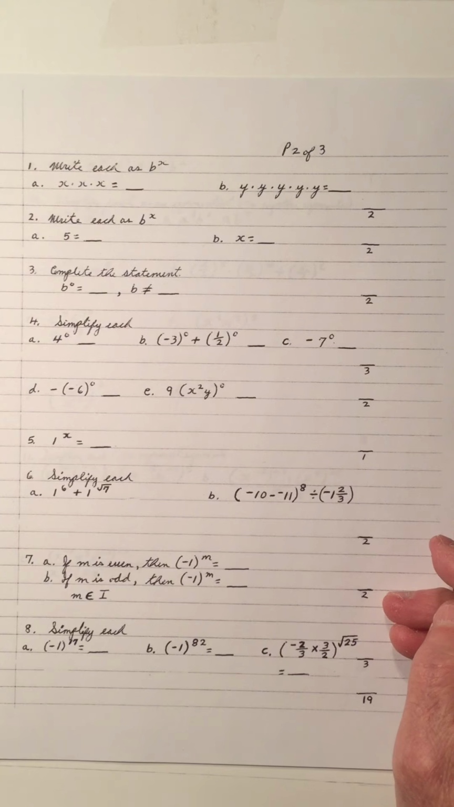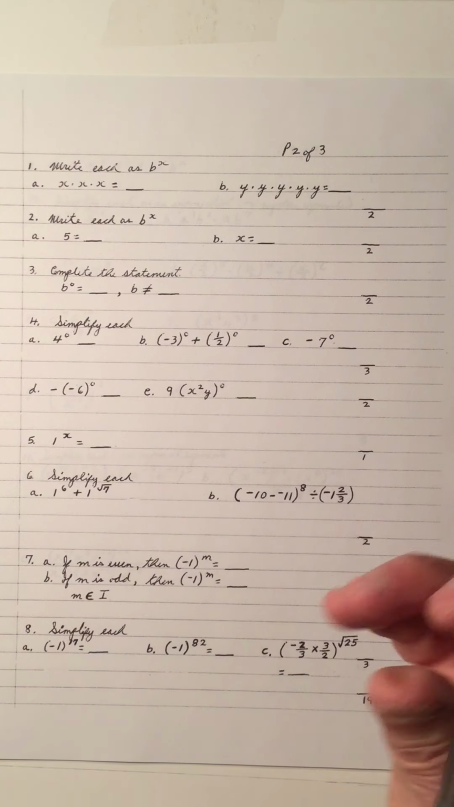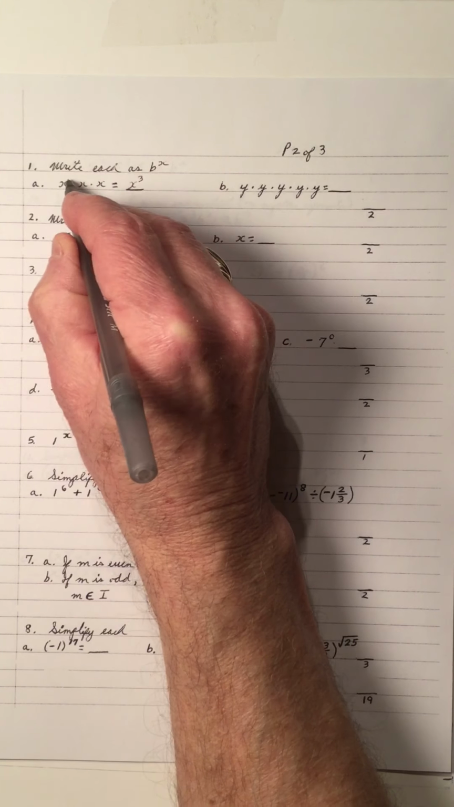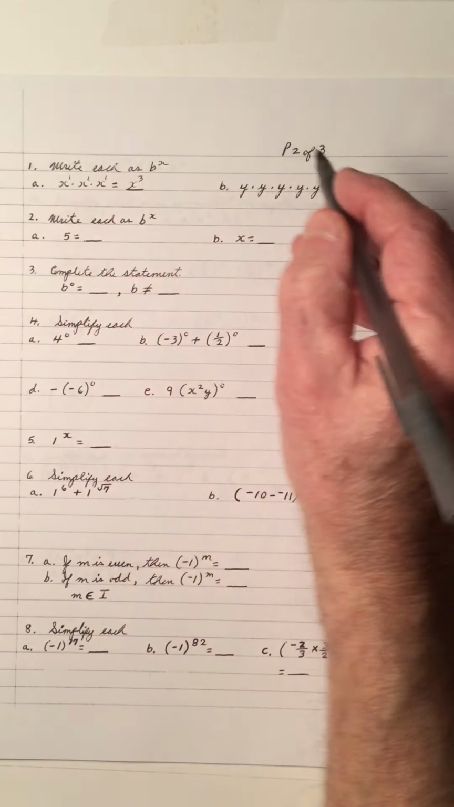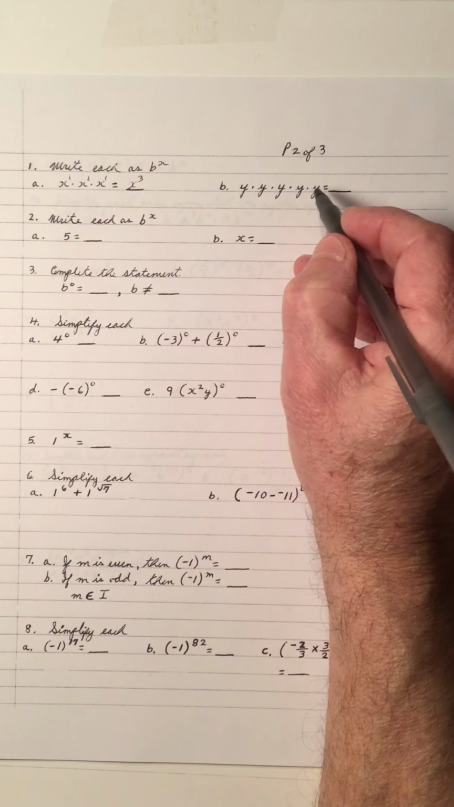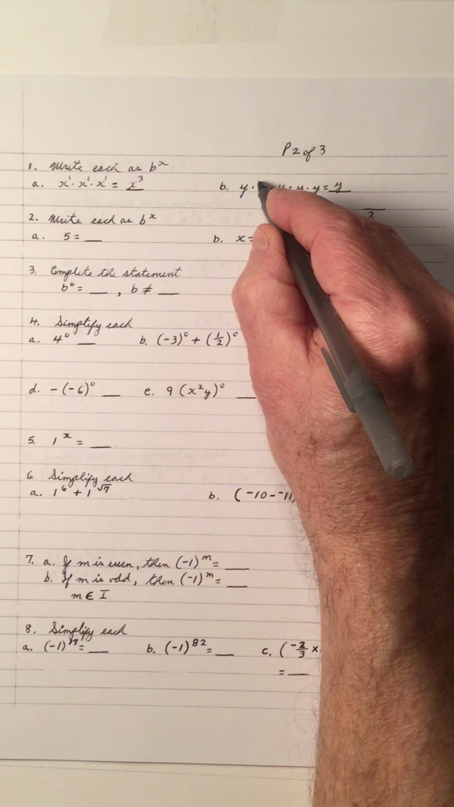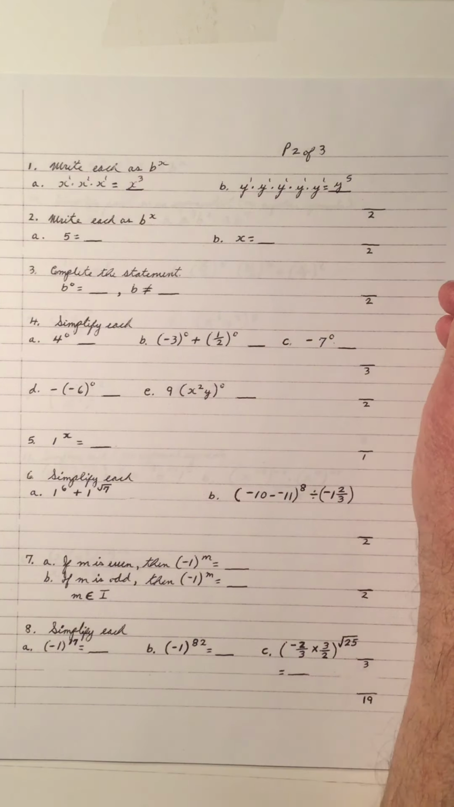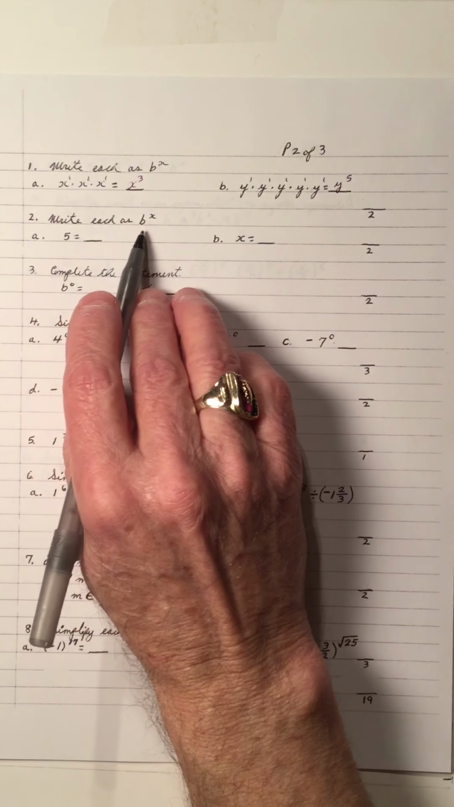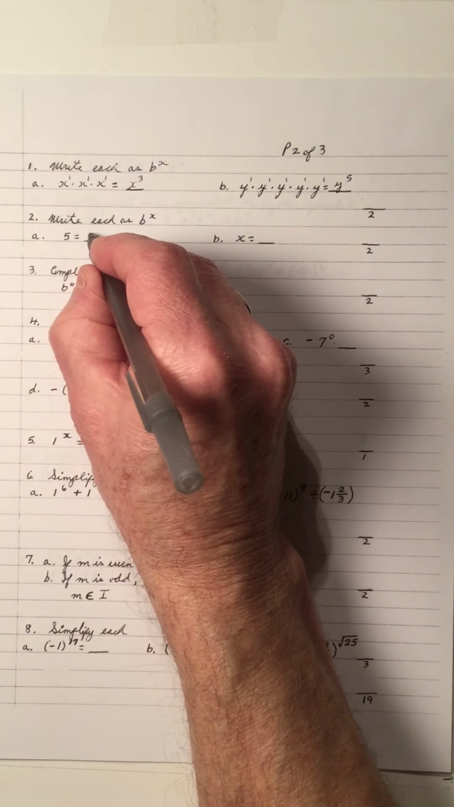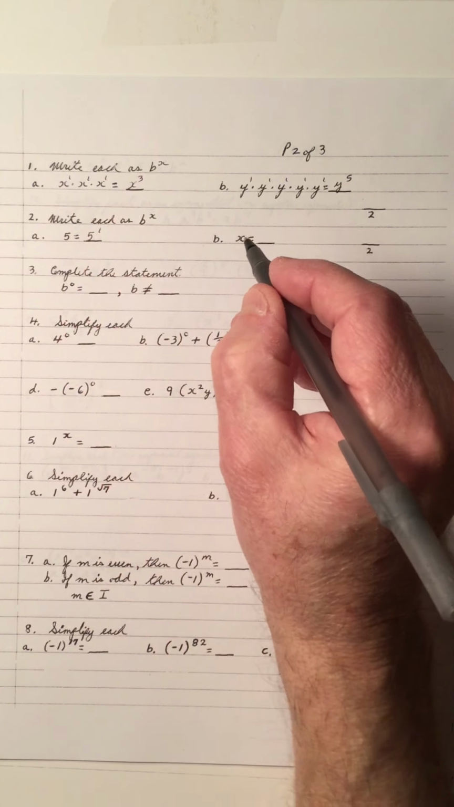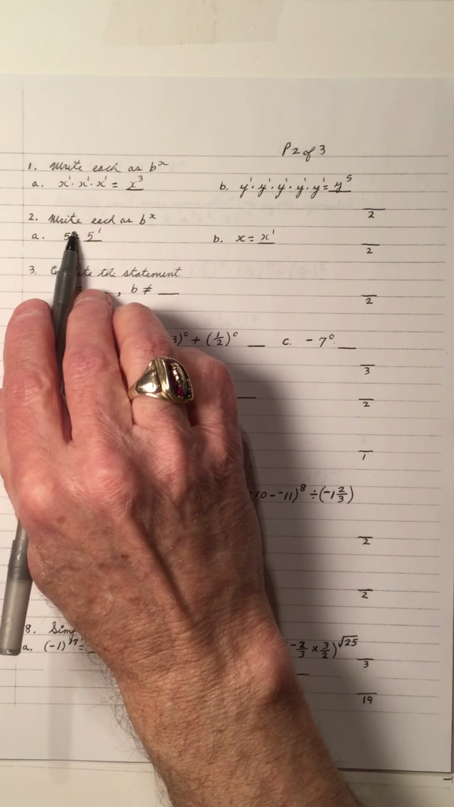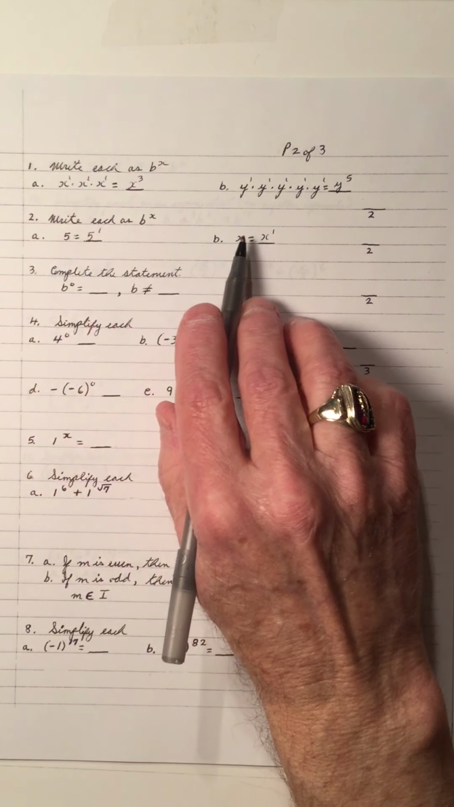Here we go. Write each as b to the x. That's the exponential. 1, 2, 3. So we get x cubed. Notice 1, 1, 1. You add your exponents. 1, 2, 3, 4, 5. There's 5 y's, and there's 1, 1, 1, 1, 1. Add them all up, and you get 5. Put your score. Write each as b to the x. 5 is 5 to the 1. X is x to the 1. Just to illustrate that if you don't have any exponent, it is understood to be a 1.